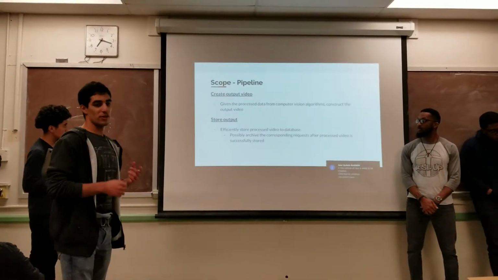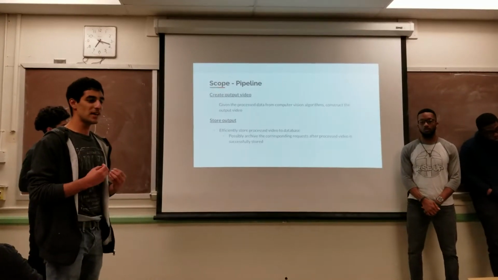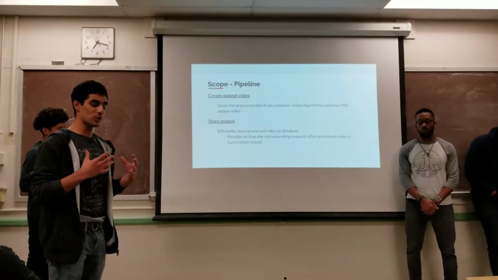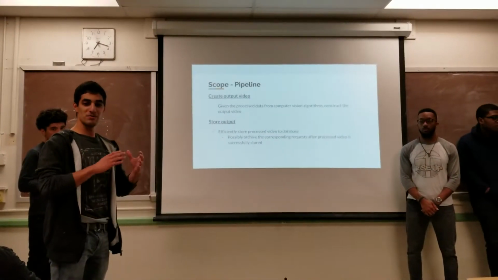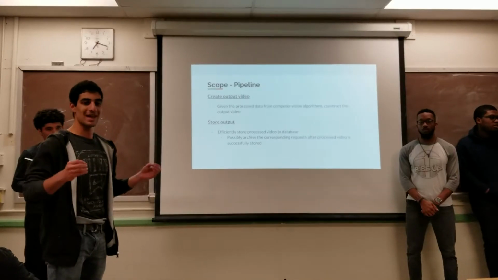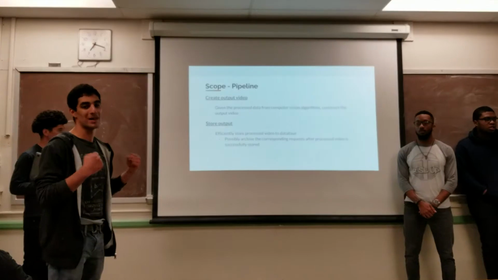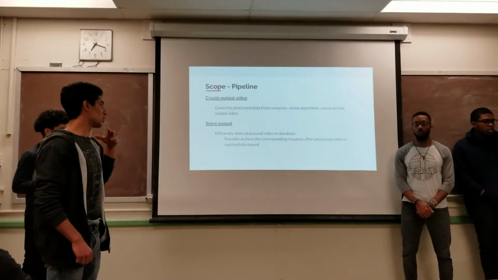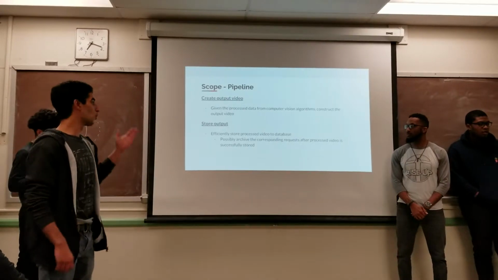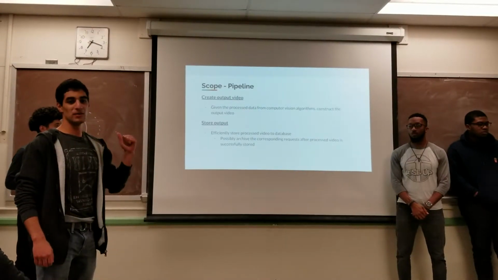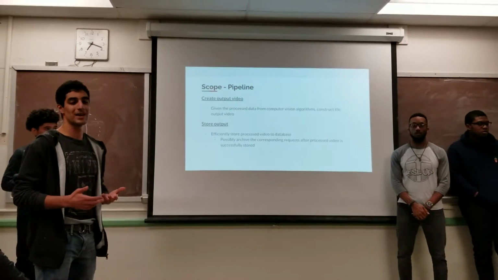And then the third step is we're going to have to create the output video. This wasn't specified very well, but what we're assuming is we're going to get some form of data, maybe in the form of many frames of images that have been processed, and we're going to have to combine this in some sort of way to make a video. And finally, we're going to store the output of this video back into the database. Potentially, we also might have to delete the original request, depending on how the sponsor would want that handled.